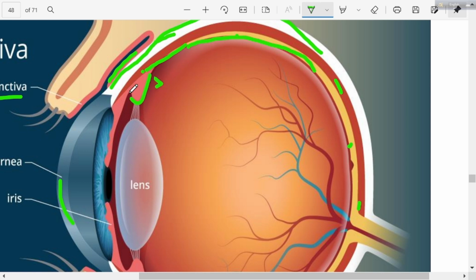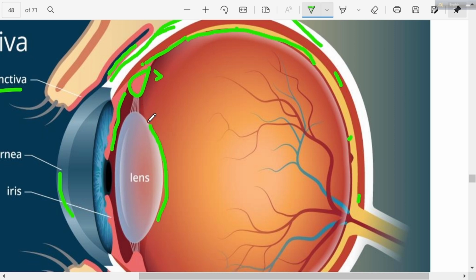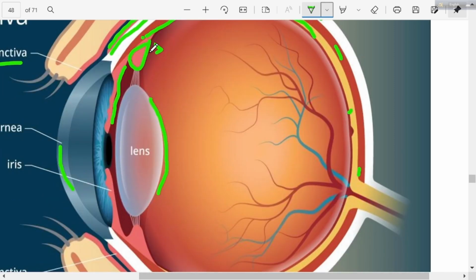This bulbous structure is called the ciliary body, and this elongated structure is called the ciliary process. Here you can see the lens, and this lens is connected with the ciliary body by some ligaments. The lens is suspended by these ligaments, called the suspensory ligaments, which attach the lens to the ciliary body.